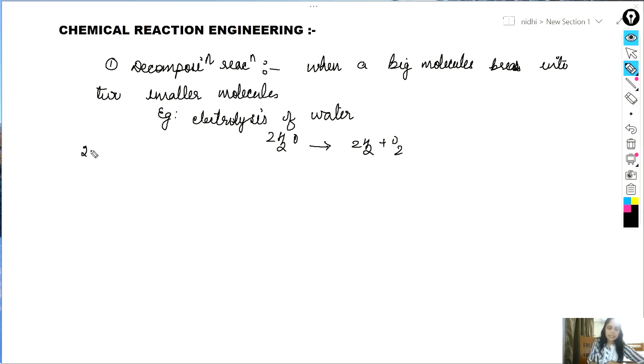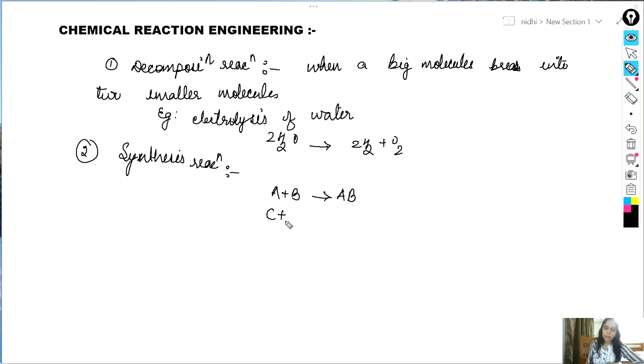Then the second one is synthesis reaction. When two or more smaller molecules combine together to form a big molecule, right? It is just the opposite of the decomposition reaction. That means we have A plus B giving AB, or C plus O2 giving CO2. So this is the synthesis reaction.